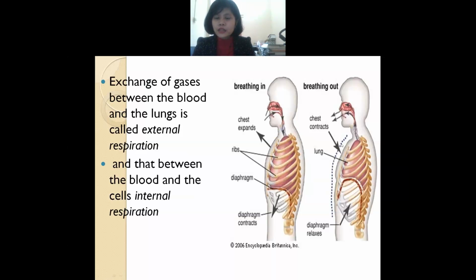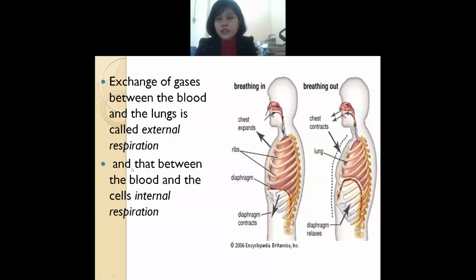And in this breathing out, that is external respiration, you will find that your chest will contract. It will become small, it will become compressed when you breathe out. And your diaphragm will relax. Listen, it will relax.